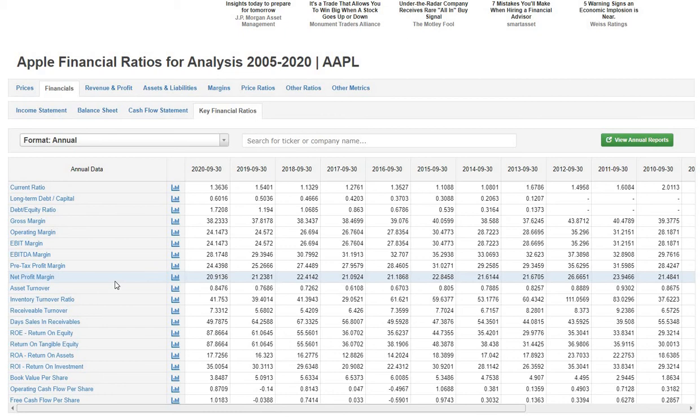Moving on to liquidity ratios, we observed that the current ratio has consistently stayed above 1 for all of the last 10 years. Thus, Apple can meet all of its immediate debt obligations. Thereafter, we observe that the debt to equity ratio for Apple has increased in the recent years from below 1 in 2015 to 1.7 in 2020.